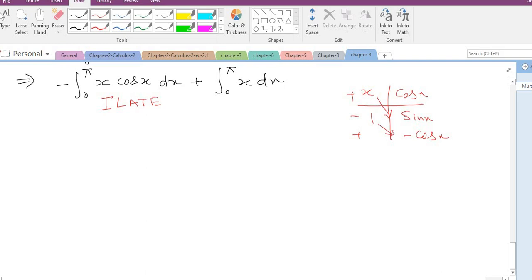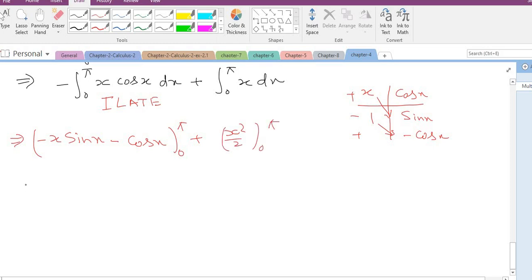See here x multiplied by that. So already here minus is given. So better is that right here minus x multiplied by sine x, and see that one, this minus minus plus, and already here minus, so minus cosine x. This is that integration, and the limit for that is 0 to pi, plus integration of x, which means x square by 2, 0 to pi.